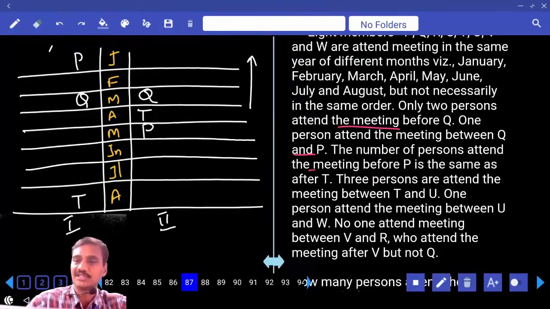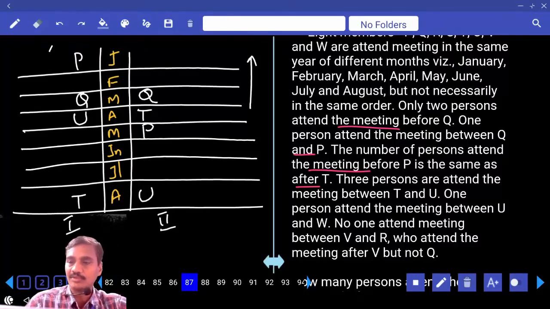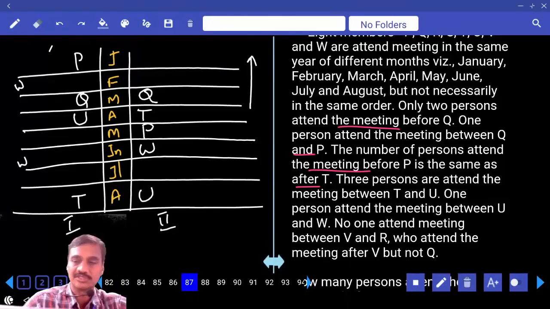The number of persons attending the meeting before P is the same as the number of persons after T. There are 3 persons attending the meeting between T and U. How many persons are between T and U? 3 persons. Here again, 3 persons between T and U: 1, 2, 3, U is here. And 1 person attends the meeting between U and W. In between U and W there must be exactly 1. Here for U and W, W can be here or W can be here, 2 possibilities.